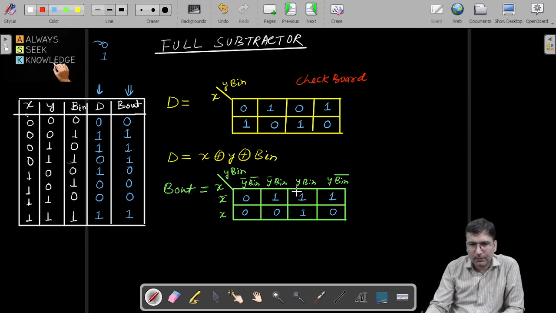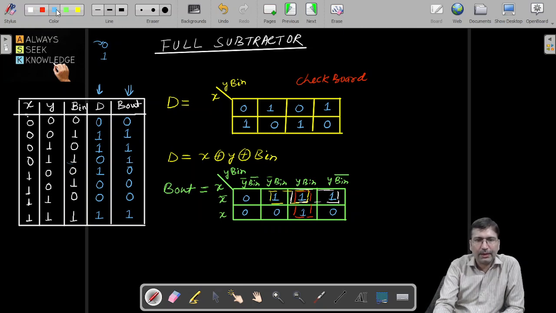Now we need to form the groups. So the possible grouping, what we can do here, pairing like this, this one can be paired like this with this one, and this one can be paired like this with this one, right? So there are three possible groups. We will get three possible values, right?